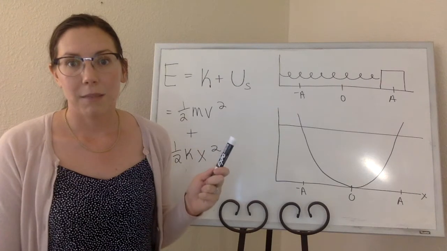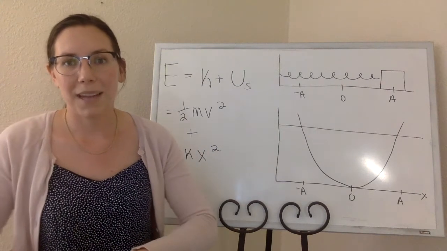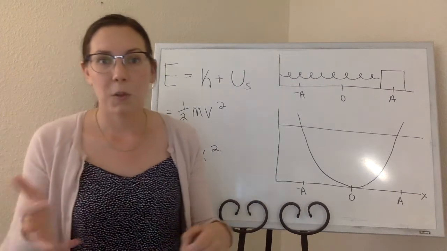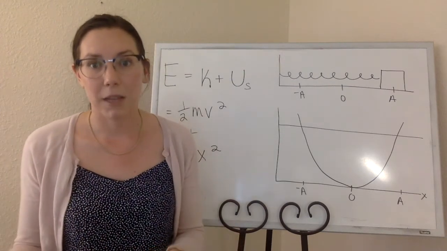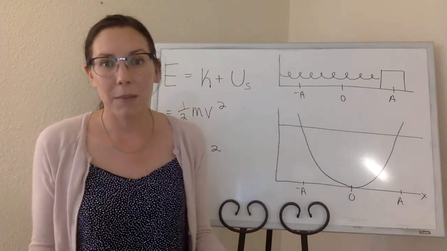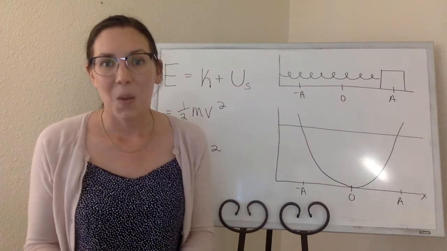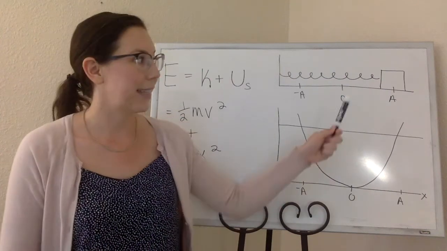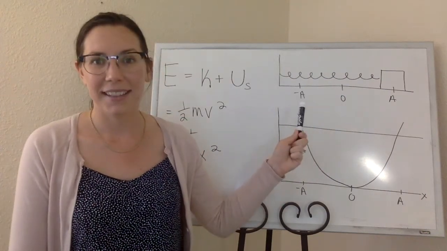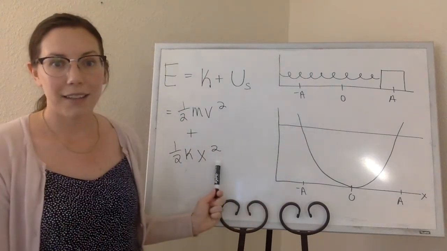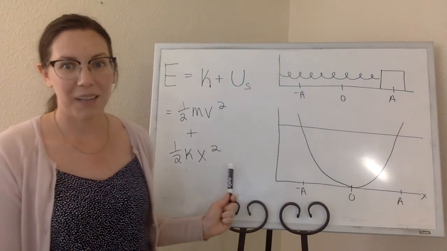So as the system moves, its total energy will remain constant, but the energy of the system will exchange between kinetic and elastic potential. At the turning points, we'll have the maximum elastic potential energy when the spring is at its maximum stretch or compression. So that's at A and negative A. Then we know that when it's at 0, x is 0, so the elastic potential energy is 0 there.